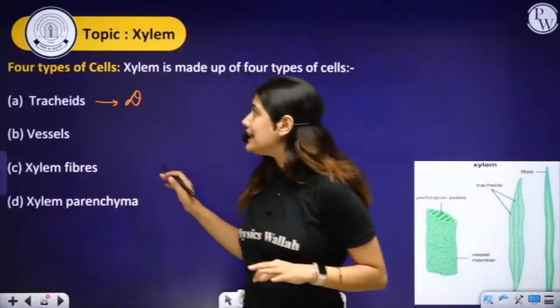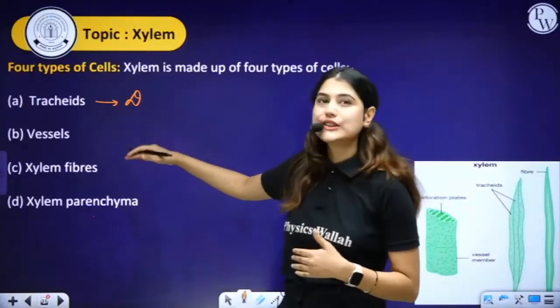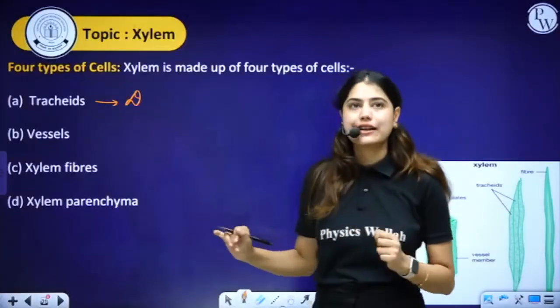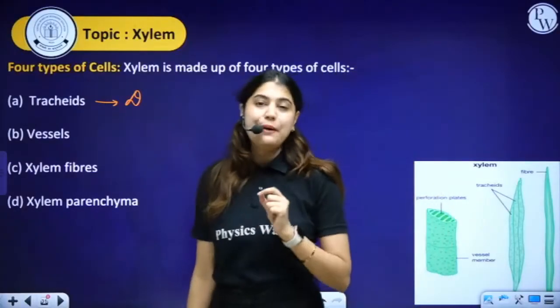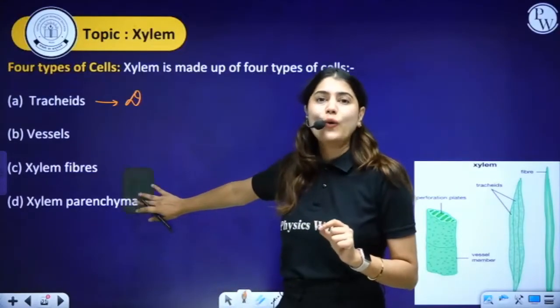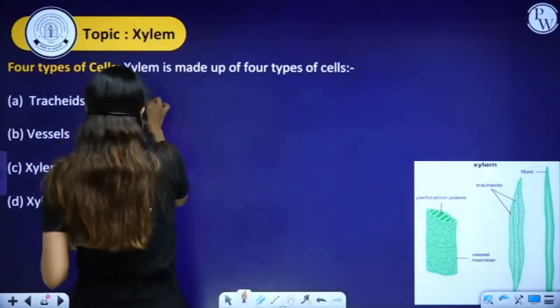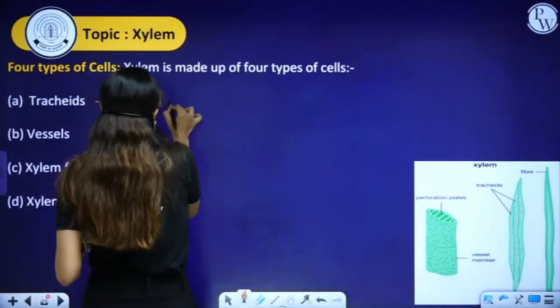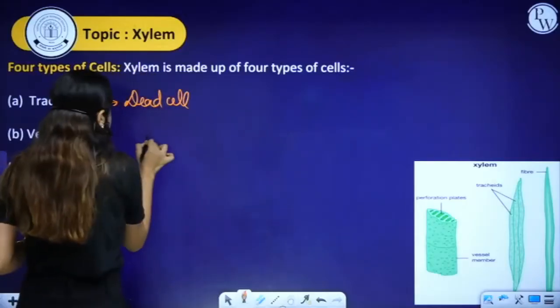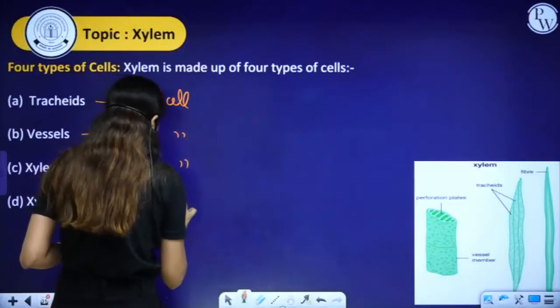Alright, so basically xylem has 4 types of cell, that is xylem tracheates, vessel, xylem fibers and xylem parenchyma. All of them are dead except xylem parenchyma. Only xylem parenchyma is living, rest all of them are dead. Dead cell, dead cell, dead cell, and lastly living cell.